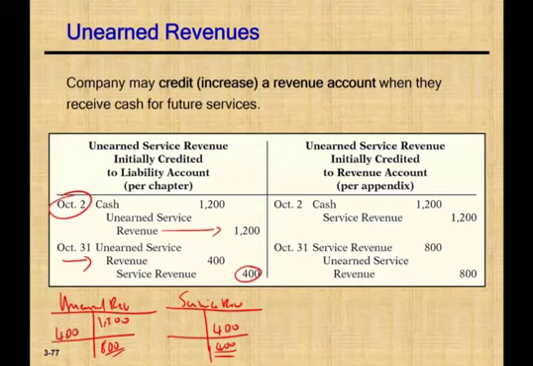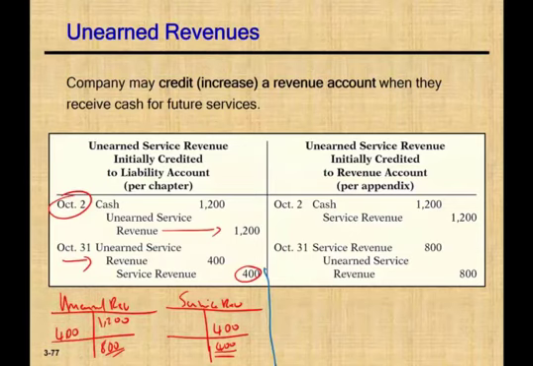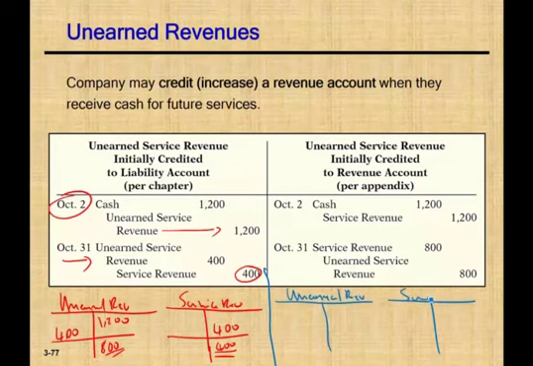That's under the traditional method. Under the alternative method, what do we assume? We assume all the cash that we received will be earned. So this is what we assume. Therefore, we have, again, unearned revenue and service revenue. So as soon as we receive the cash, we assume the whole thing is revenue.